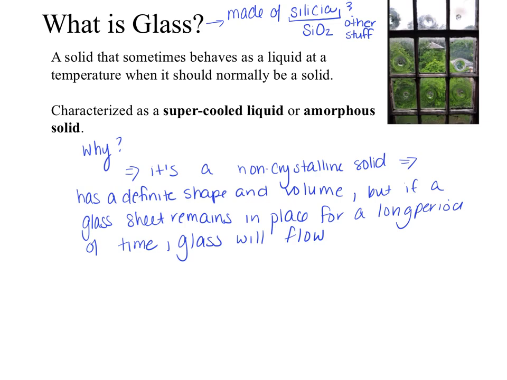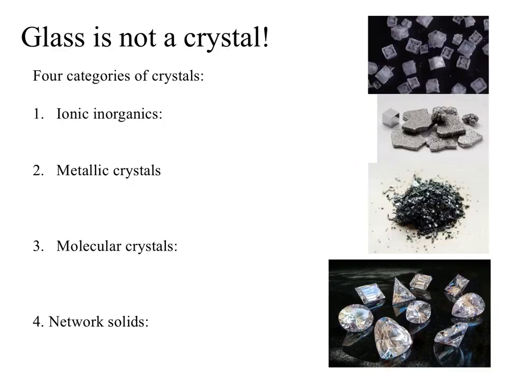Now, glass is not a crystal, right? It's an amorphous solid. And so crystals themselves are true solids. And so I want us to talk about crystals for just a moment. Glass is not a crystal. There are 4 categories of crystals.